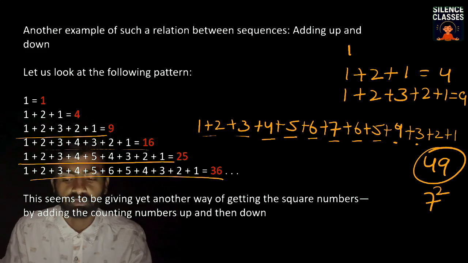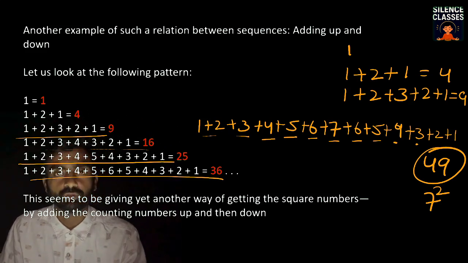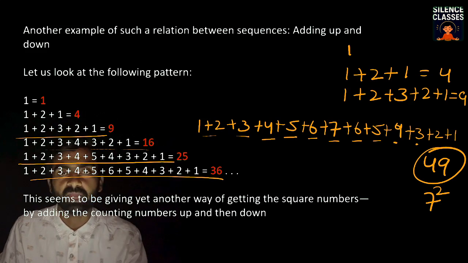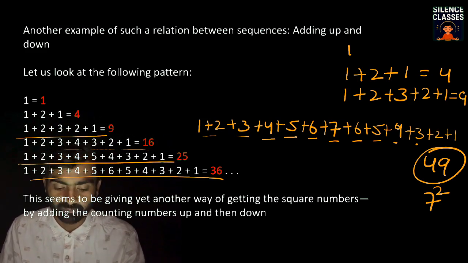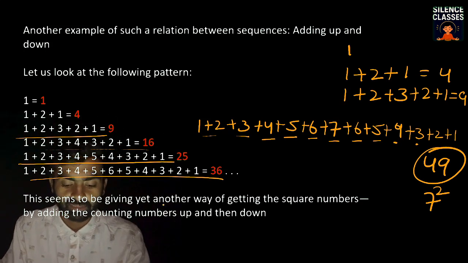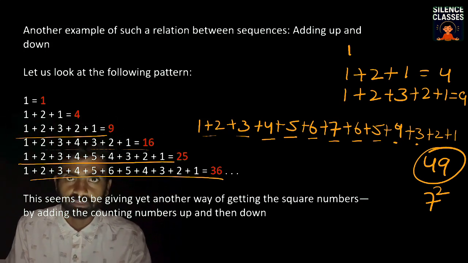So the next number we will get like this. Okay, by this particular manner we can also find it out, by using the addition up and down. By using the addition of up and down, we can easily find out the perfect square numbers. Okay, it seems to be yet another way of getting the square numbers. This is another way. The first way I have already told you, the addition of the odd numbers. And this is another way, up and down.